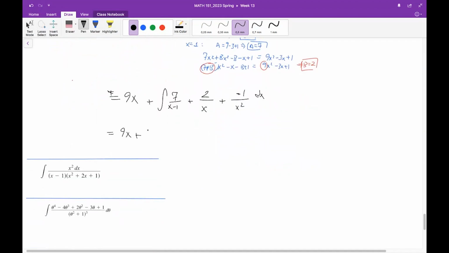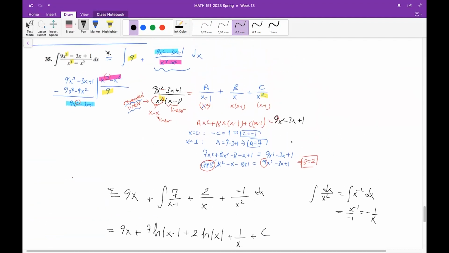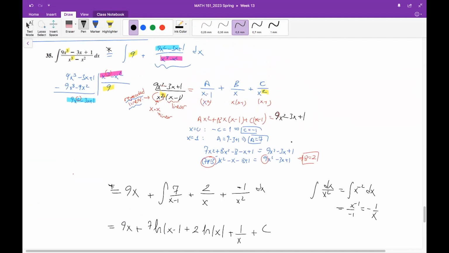It is 9x plus 7 goes out as a constant, ln of x minus 1. 2 goes out as a constant again, ln x, right? Minus, so how do you integrate dx over x squared? This is a power function, x to the power minus 2. You add 1 to the power, divide by the same power, so it is minus 1 over x. Another minus is here, so plus 1 over x, plus an arbitrary constant C, as it is an indefinite integral. So this is your result. Any questions?